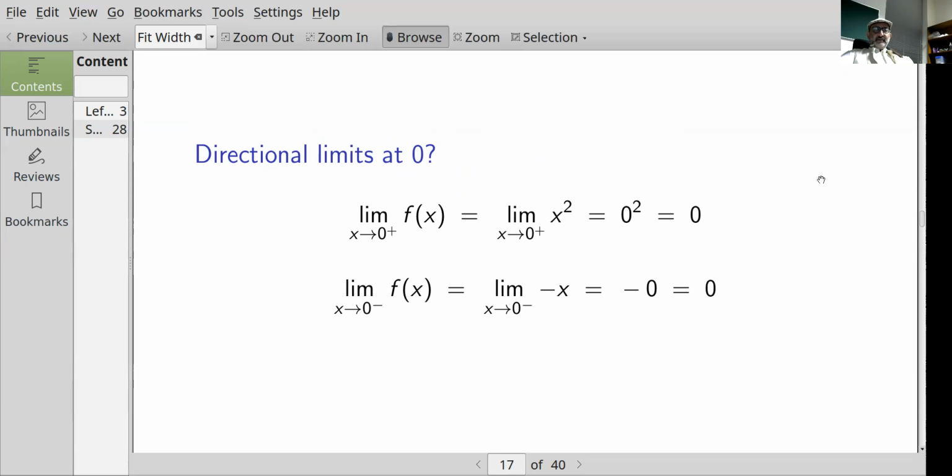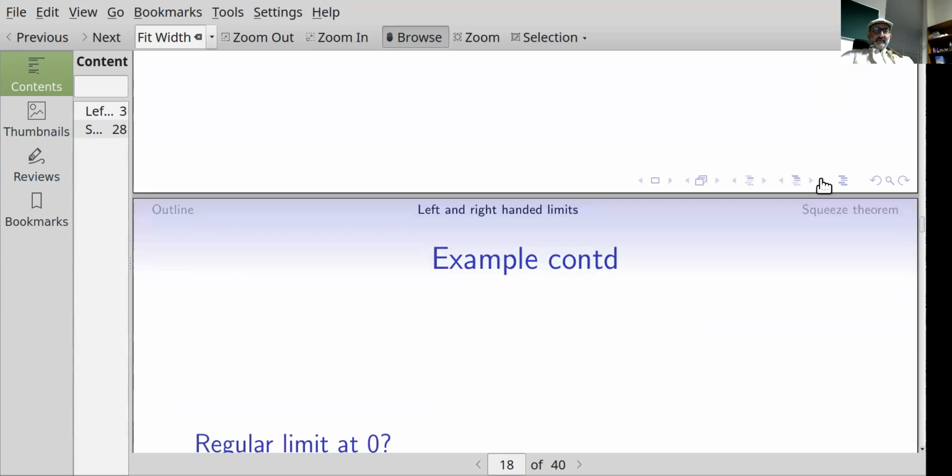If you take the limit as x goes to 0 from the left of f of x, so those are negative numbers. When you have negative numbers, then f of x has the form minus x, the way we've defined f. So this is the limit as x goes to 0 from the left of minus x, which is equal to minus 0 equals 0. So the directional limits exist, and they both equal 0 at that point. So the regular limit at that point exists and is equal to the two directional limits.